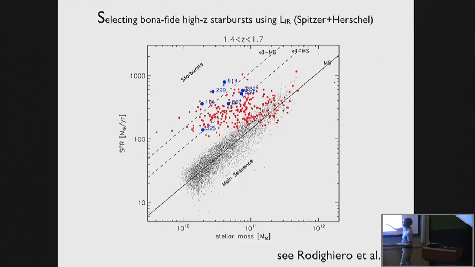So these are just UV-based star formation rates. Now these aren't actually the star formation rates that we measure from H alpha.